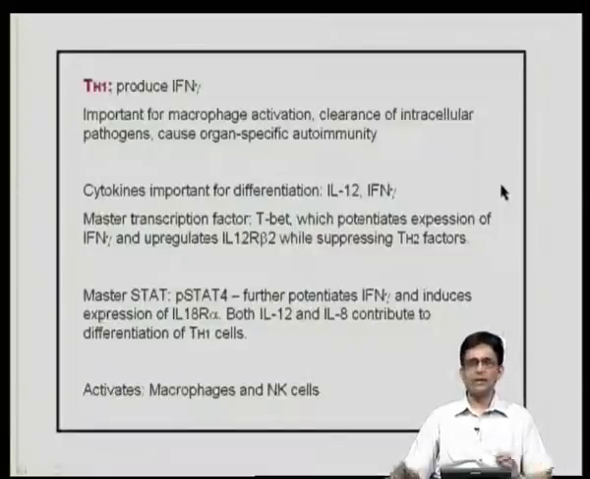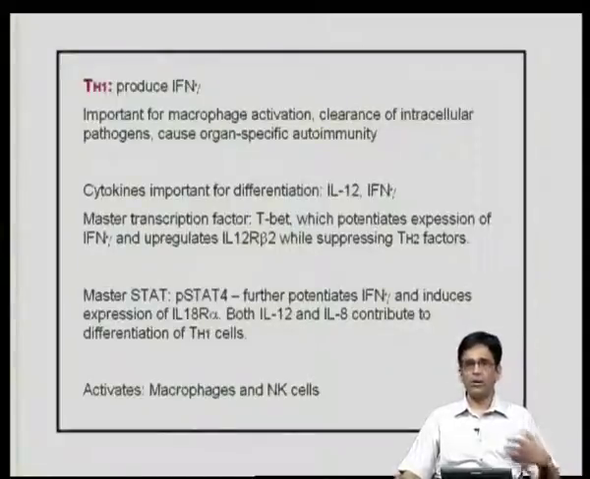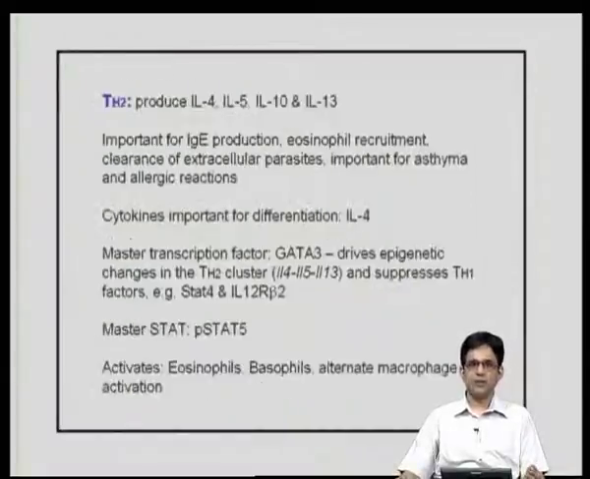So, Th1, as you are familiar with, produces interferon gamma. They are important for macrophage activation and clearance of intracellular pathogens. Too much activation of Th1 causes organ specific autoimmunity. The cytokines that are important for differentiation are IL-12 and interferon gamma. The master transcription factor is Tbet, which potentiates expression of interferon gamma and upregulates the IL-12 beta receptor. The master STAT, or signal transducer and activator of transcription, is STAT4, which is very important. What Th1 does is activate macrophages and natural killer cells.